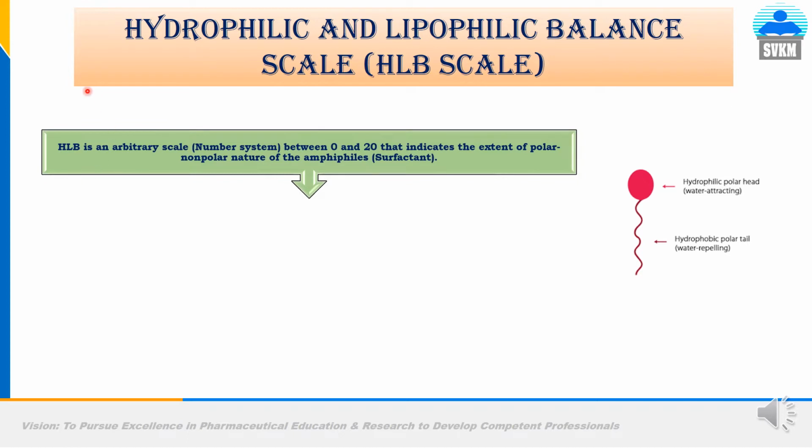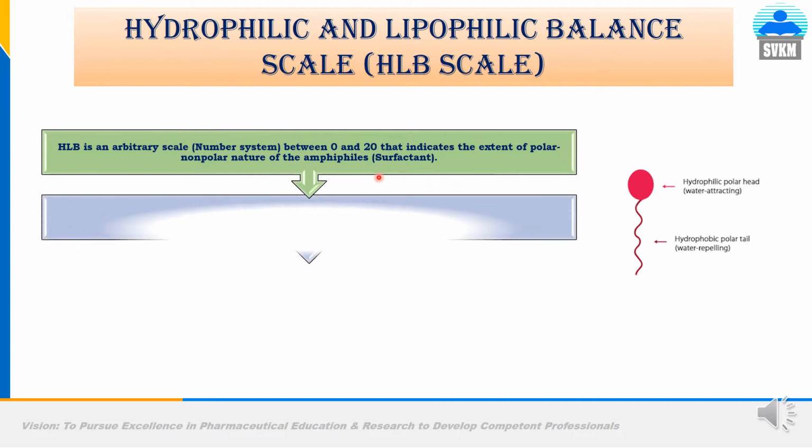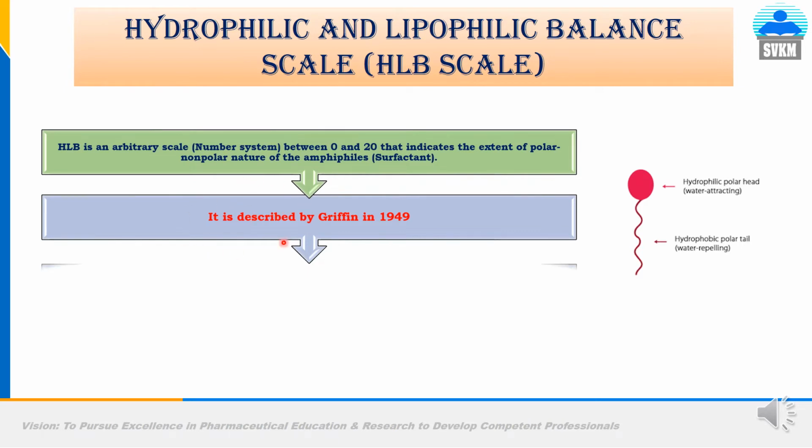So what does it mean by the HLB scale? The HLB scale is an arbitrary scale. It means that it is a number system. It lies between 0 and 20. It starts from 0 and ends at 20. And that scale indicates the extent of polar and non-polar nature of your amphiphiles. It means that it gives an idea about the nature of your surfactant molecule. This scale was described by Griffin in 1949.